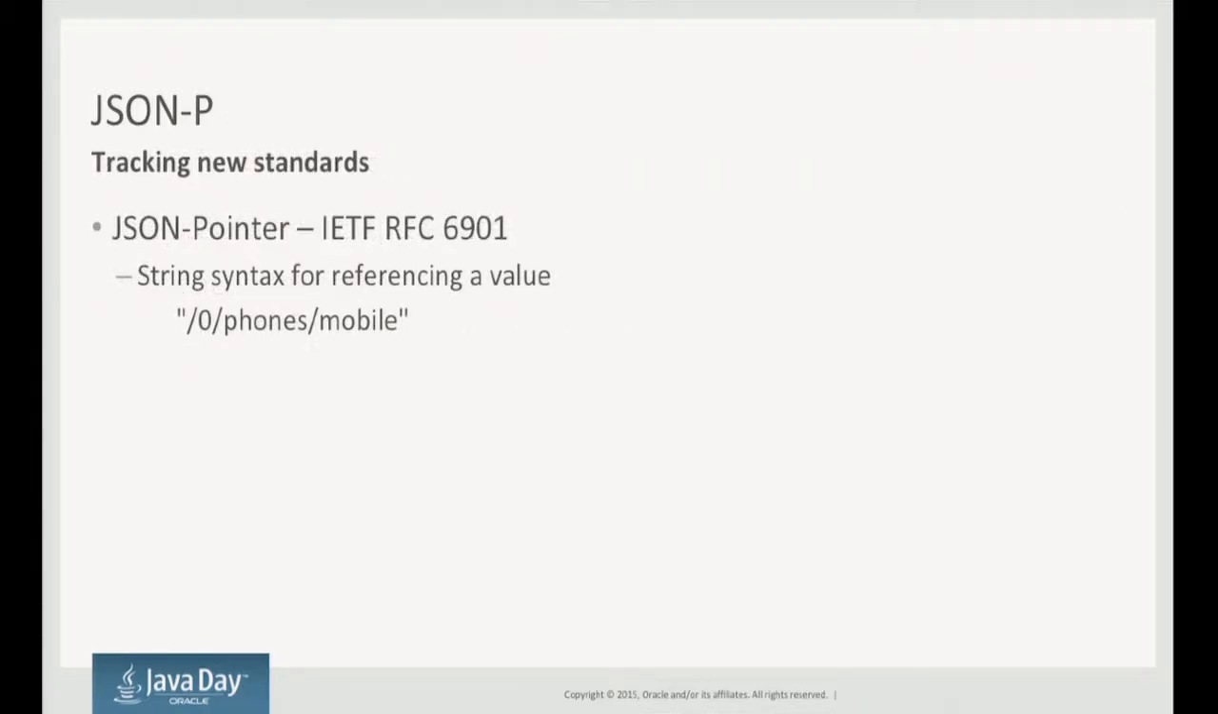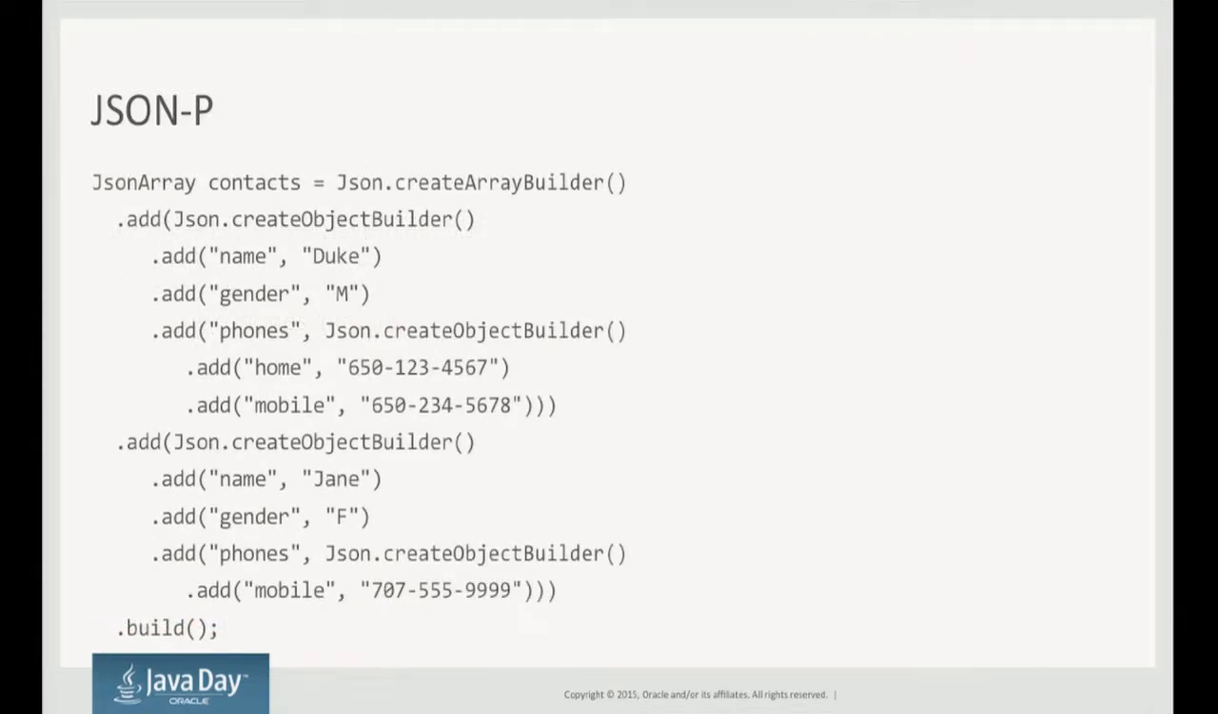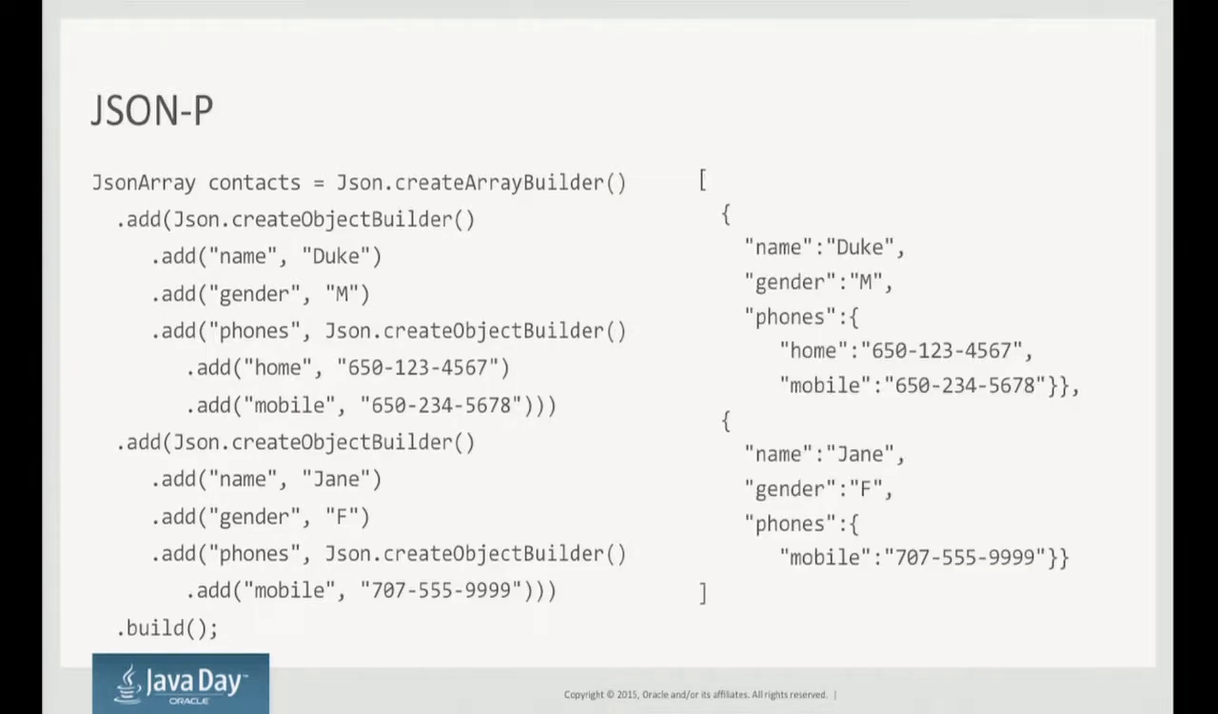So the first of these new standards is JSON pointer. And it's just what its name implies. It's a string syntax for pointing into a JSON document, for referencing a value in a JSON document. So if we build up, using the JSON-P APIs, a document, our document will be an array consisting of two people, Duke and Jane. So it will look something like this.